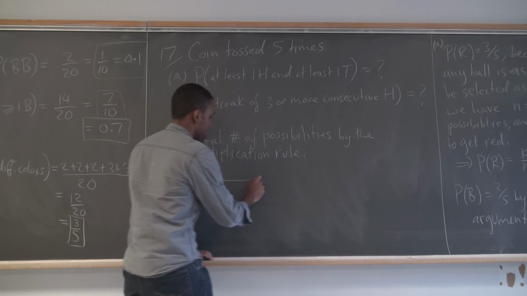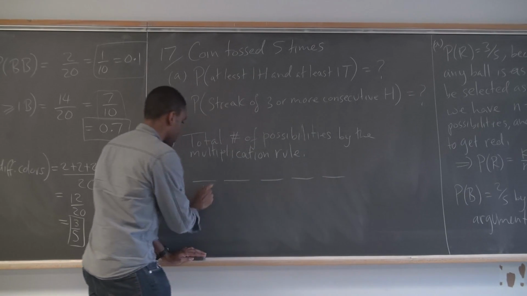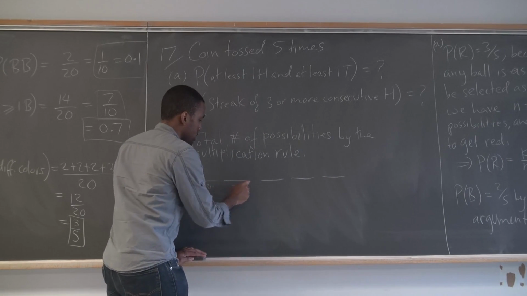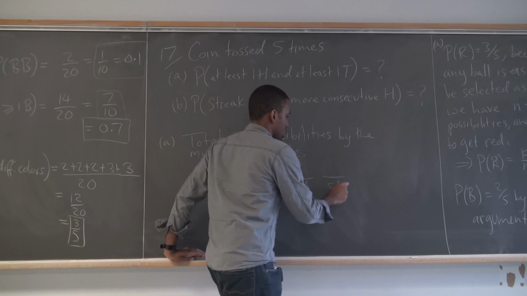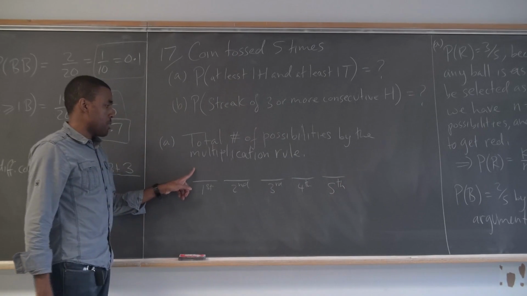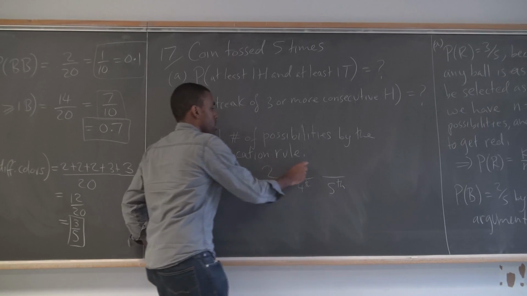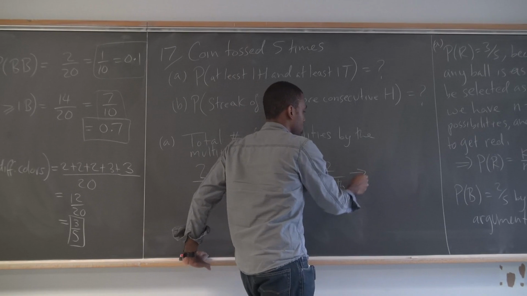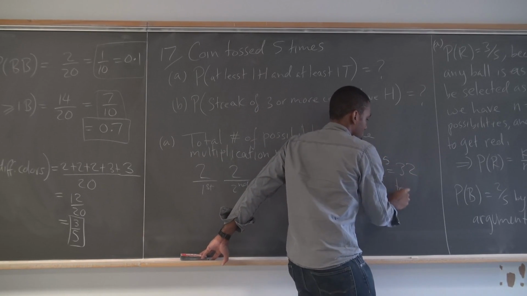All right, so remember we have 5 tosses. 1, 2, 3, 4, 5. So this is the first toss, second toss, third toss, fourth toss, fifth toss. Right? How many outcomes do you have for the first toss? 2. And so on for the second and the third and the fourth and the fifth. By the multiplication rule, this gives us 2 to the 5th, equal to 32 total possibilities.